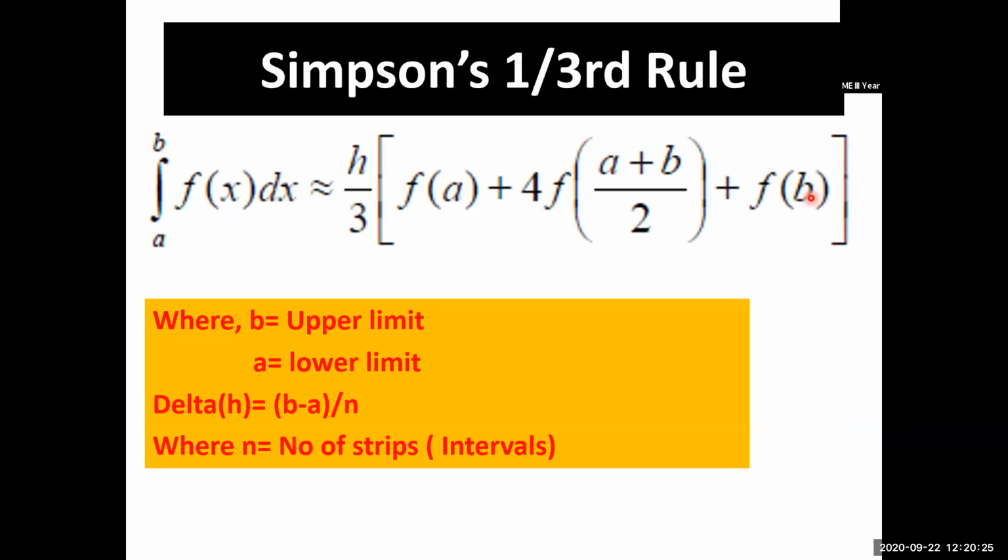So we are considering two steps at a time, but in the trapezoidal method we are considering one step, with a lower limit and an upper limit. But in Simpson's one-third rule, we are considering two steps at a time. In that, the middle line of the two steps will be this value. Clear? Is there any doubt?